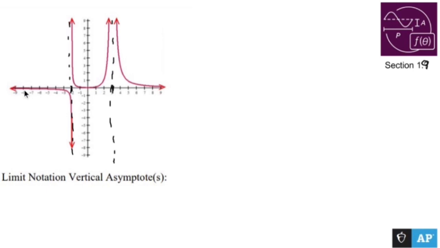means is we're looking at what's happening as I approach the vertical asymptote from the left and from the right. So let's focus on this one at -2 first. If I want to describe or write out the limit as x approaches -2 from the left, I'm going to put that little negative up there. That means from the left.